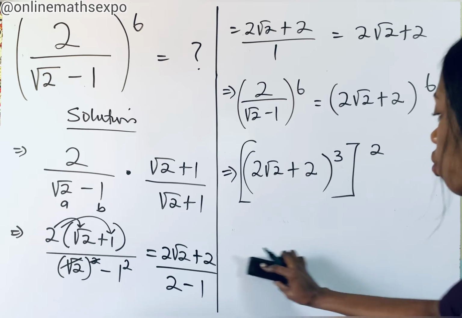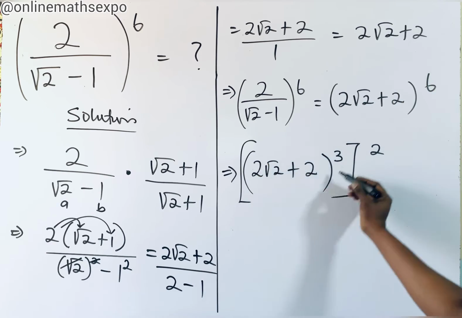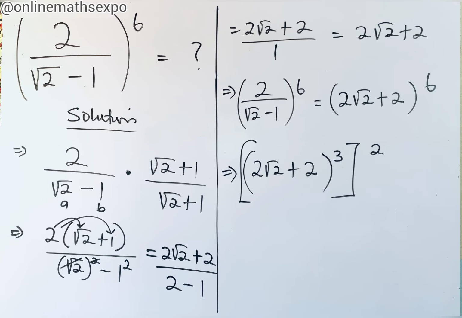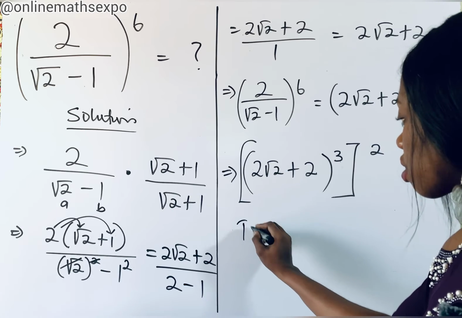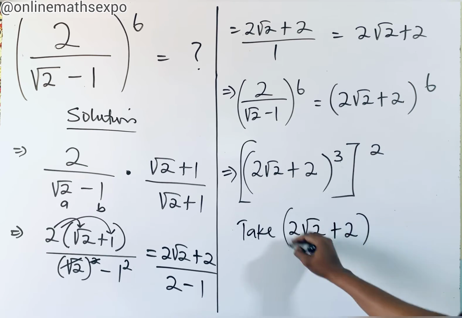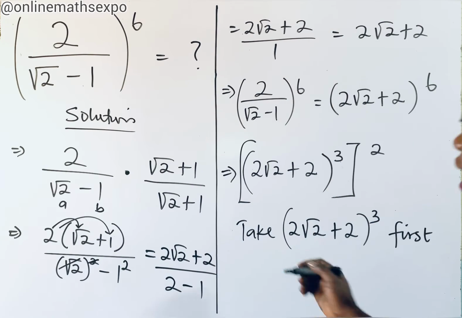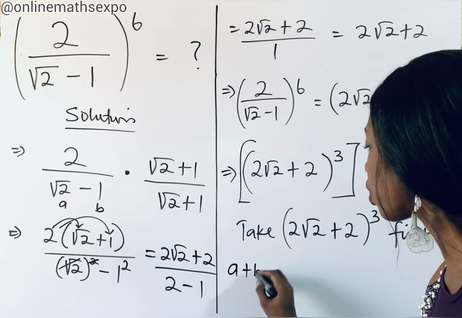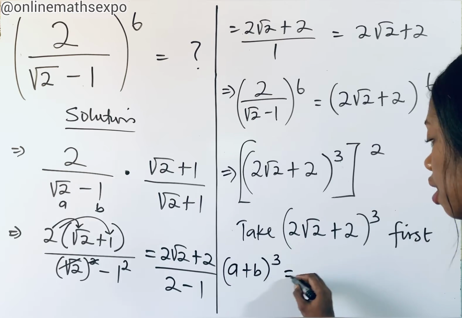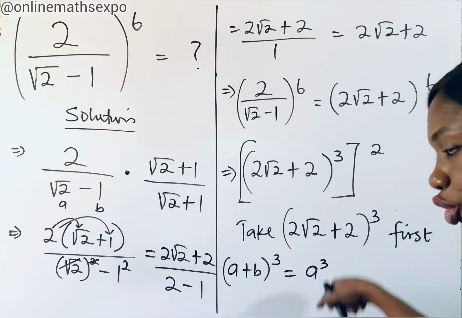So you have not changed anything. Now at this point, what do we do? We are going to work with this value inside first, with this power of 3. When we are done with this, we now come to the 2. So to do that, we take 2 root 2 plus 2 to the power of 3 first. But remember, each time you have a plus b to the 3rd power, this is your binomial. It is the same as: the first letter takes the highest power, which is 3, then decrease it.